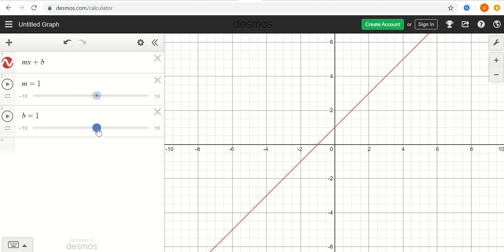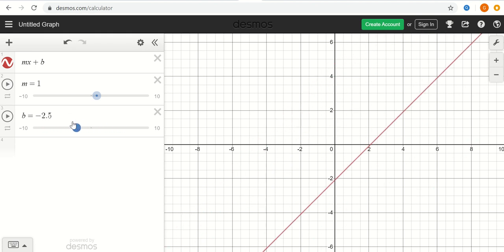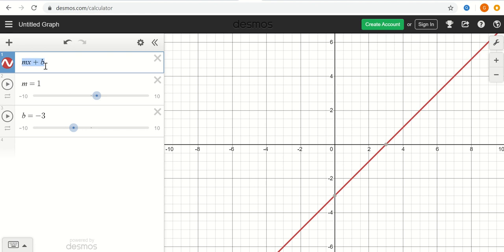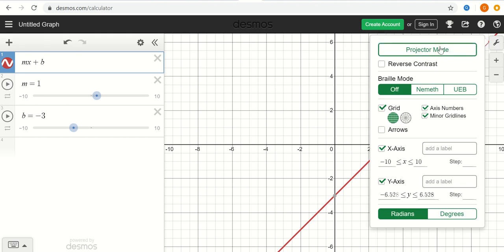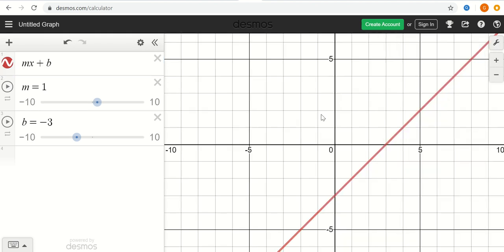So what these sliders do is they change the value of whatever letter you've got in your original expression up here. So for example, with the graph of a line, we know that the b value in y equals mx plus b form is really just the y-intercept. Here we can see that the b value is negative 3, and we can see the y-intercept of the corresponding graph is also at negative 3. I'll put this into projector mode to make everything thicker, so hopefully you can see that more clearly.